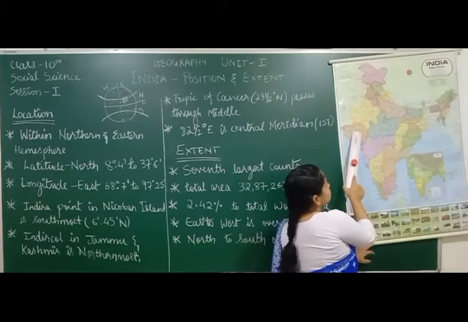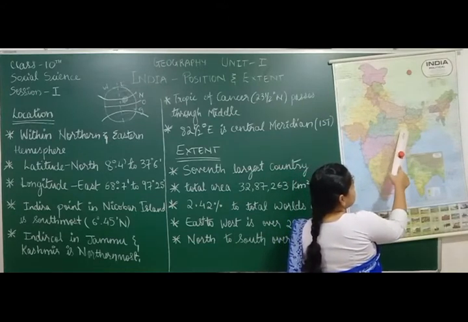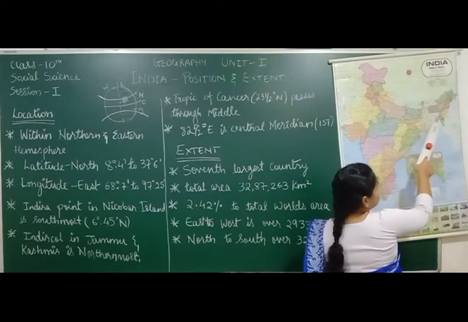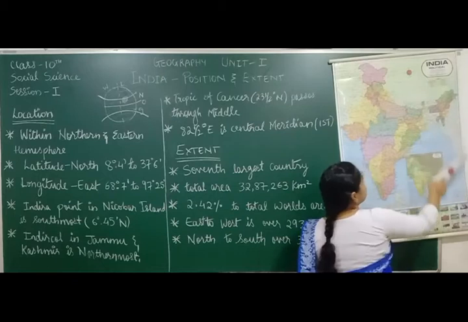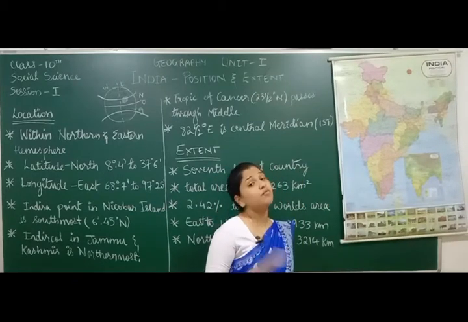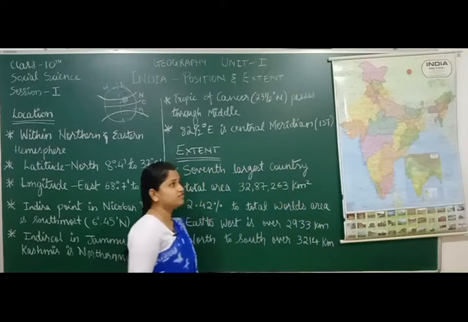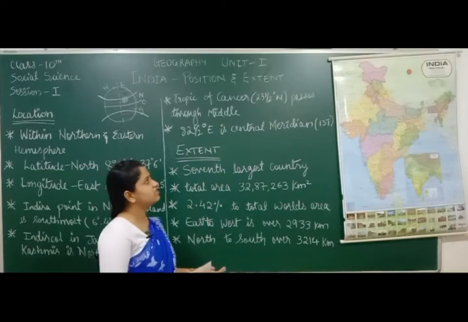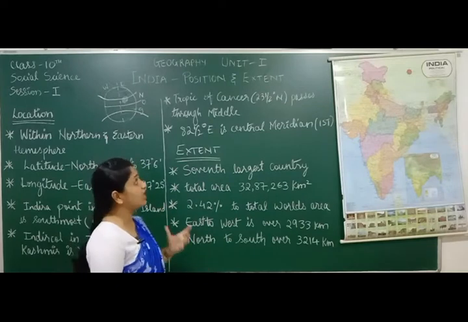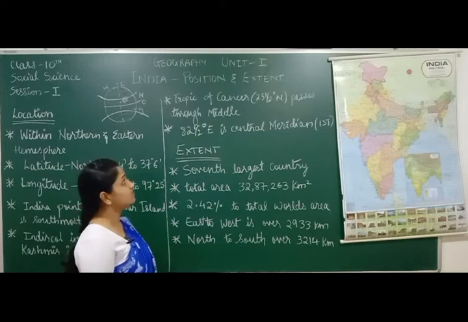It is going through Gujarat, Madhya Pradesh, some part of Chhattisgarh, then Jharkhand, then West Bengal, and there it is passing to Tripura and then Mizoram. See, the Tropic of Cancer passes through so many states of India. That is another very important feature of the latitudinal extent of India, that the Tropic of Cancer is passing through many Indian states.